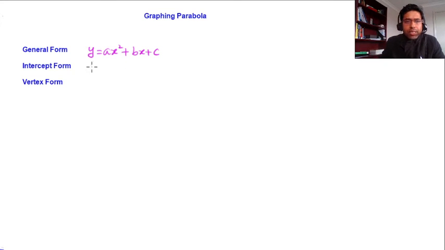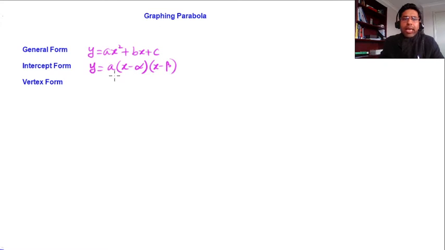And intercept form could be y equal to a of x minus alpha, x minus beta. When I'm talking about the intercept form, I'm talking about x-axis intercepts, and as you know, when we are plotting a quadratic function, it can intercept at 2 points on the x-axis, or it can be 1 point, or it could have no intercepting point with the x-axis. But in this case, we are considering it's intercepting at alpha and beta on the x-axis.